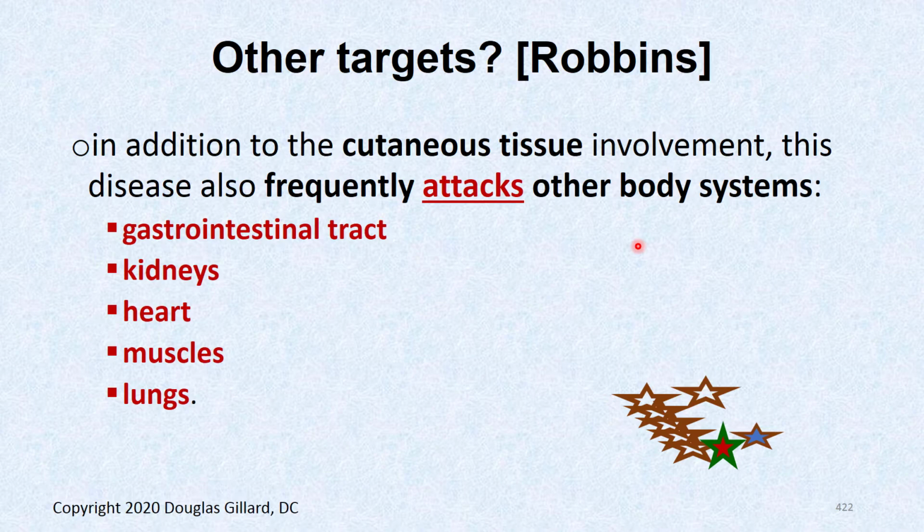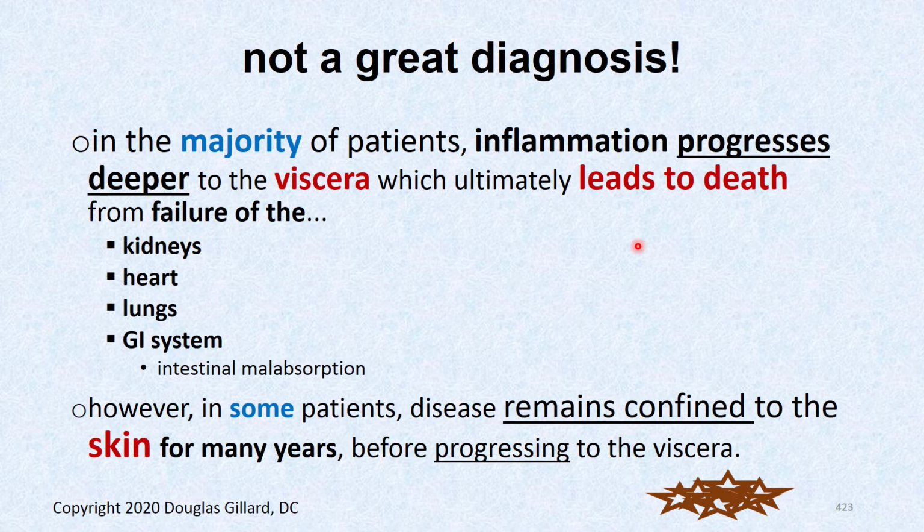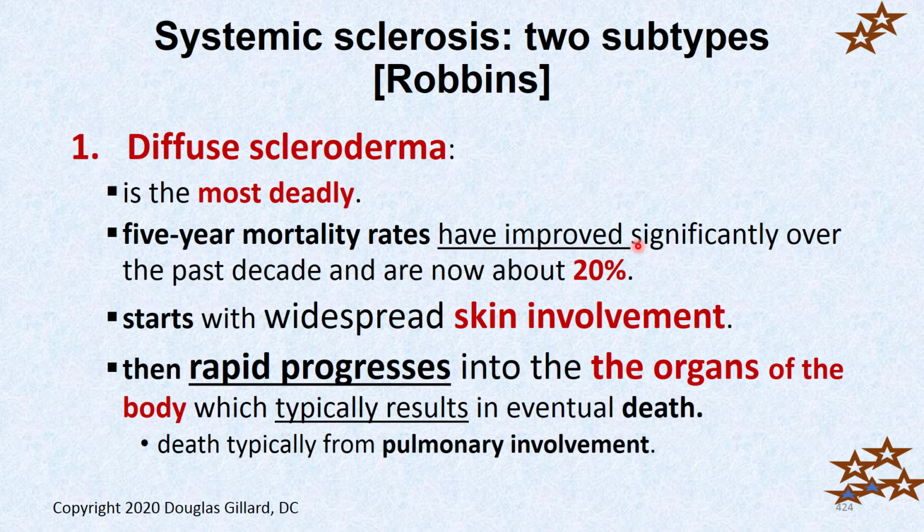Other targets: in addition to the cutaneous involvement, I already said this, your organs could get hit. Your GI tract, kidneys, heart, muscle, lungs, especially your lungs can get hit. It's not a great diagnosis. In the majority of patients, it can lead to death, although they can fight it and it can go for many years. But in some patients, it can stay in the skin for the rest of your life. But if you live long enough, I think it would always eventually get into the visceral organs.